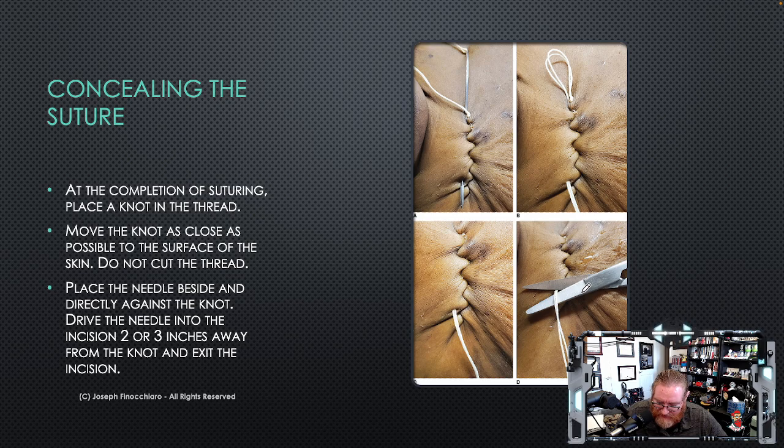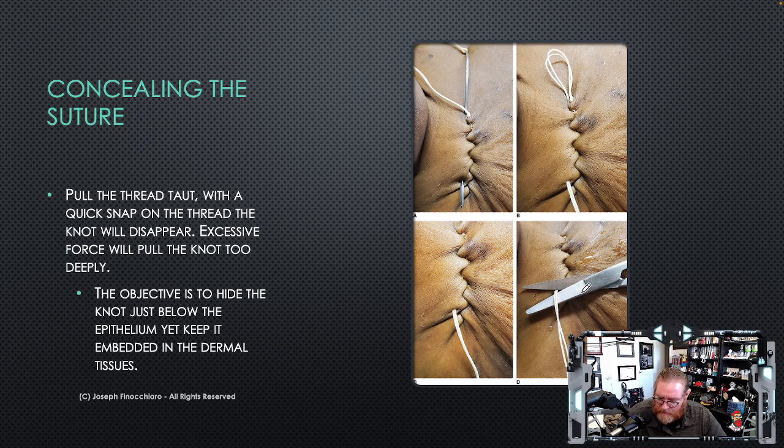Drive the needle into the incision 2 or 3 inches away from the knot and exit the incision. Pull the thread taut. With a quick snap on the thread, the knot will disappear. Excessive force will pull the knot too deeply.